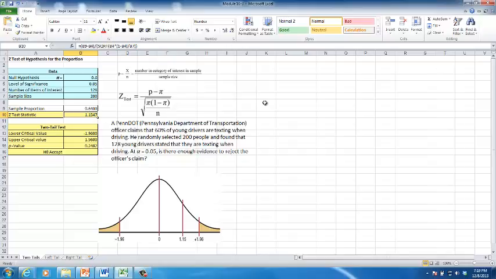So when I hit enter, I can find the z-test statistic, which is 1.1547, 1.15. Now if you look here, 1.15 falls between minus 1.96 and plus 1.96. That means with 95% confidence, we should agree with the officer's claim who says 60% of young drivers are texting when driving. So this is enough evidence. His survey was enough evidence to prove his claim. 60% of young drivers are texting when driving.